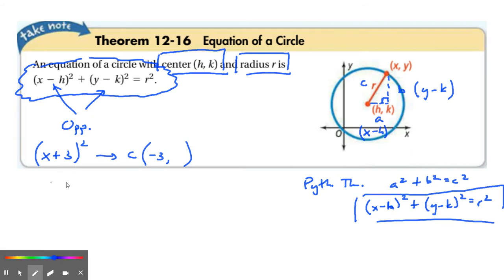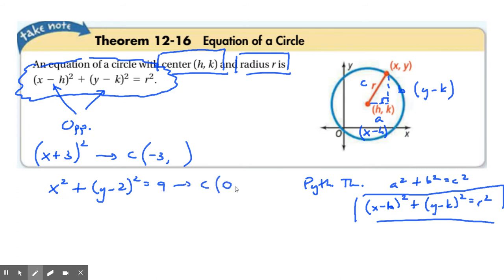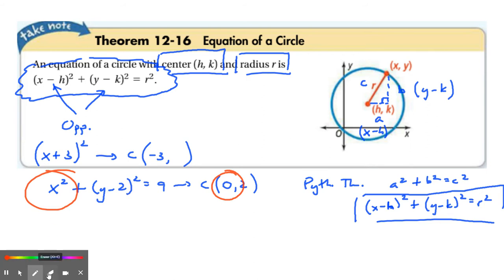Secondly, say that there was no parenthesis with the x. So it said x squared plus (y minus 2) squared equals 9. Well, when there's no parenthesis, that means that this value of the center is 0. So for this circle, the center would be at (0, 2). So again, no parenthesis means a coordinate of 0 for its center coordinate. Okay, cool. Let's take a look at a couple different problems through Delta Math.